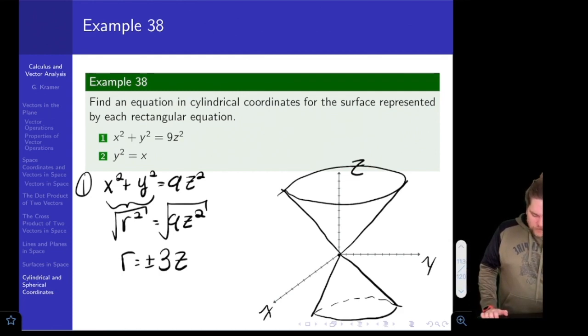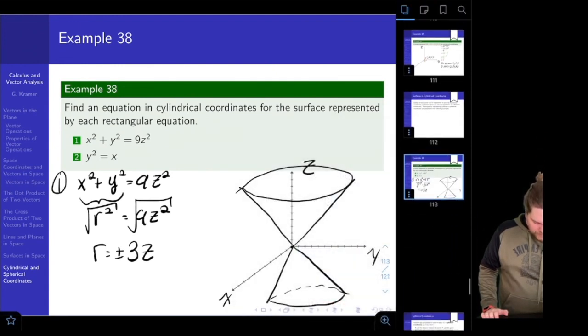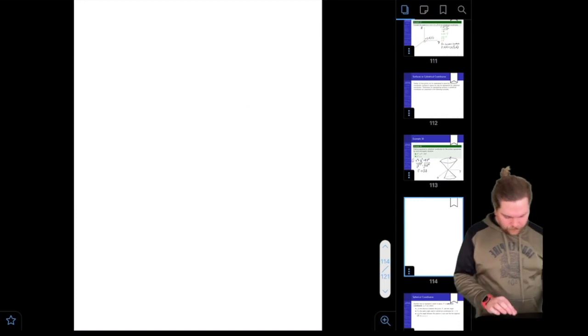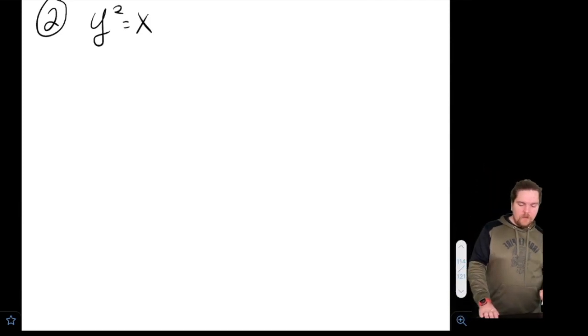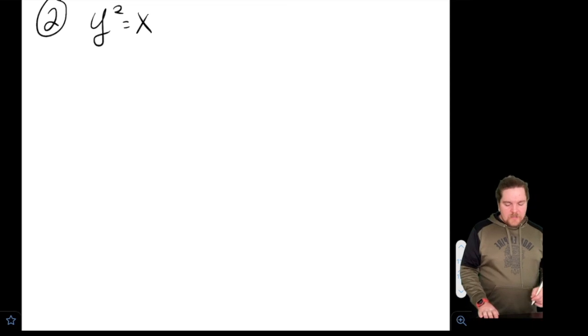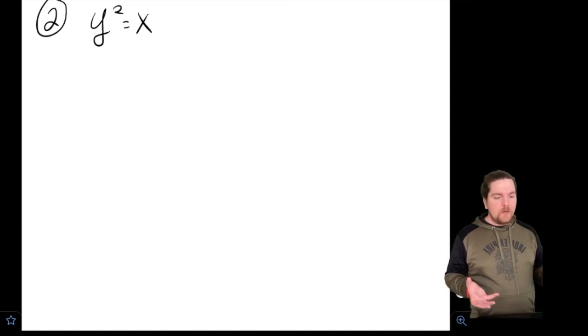So our second one is y squared equals x. Let me go ahead and give myself a new page here so that we can sketch our second surface. All right. So this one gets to be a little bit trickier because we have to do a little bit of thinking beforehand, but we should be able to figure it out.